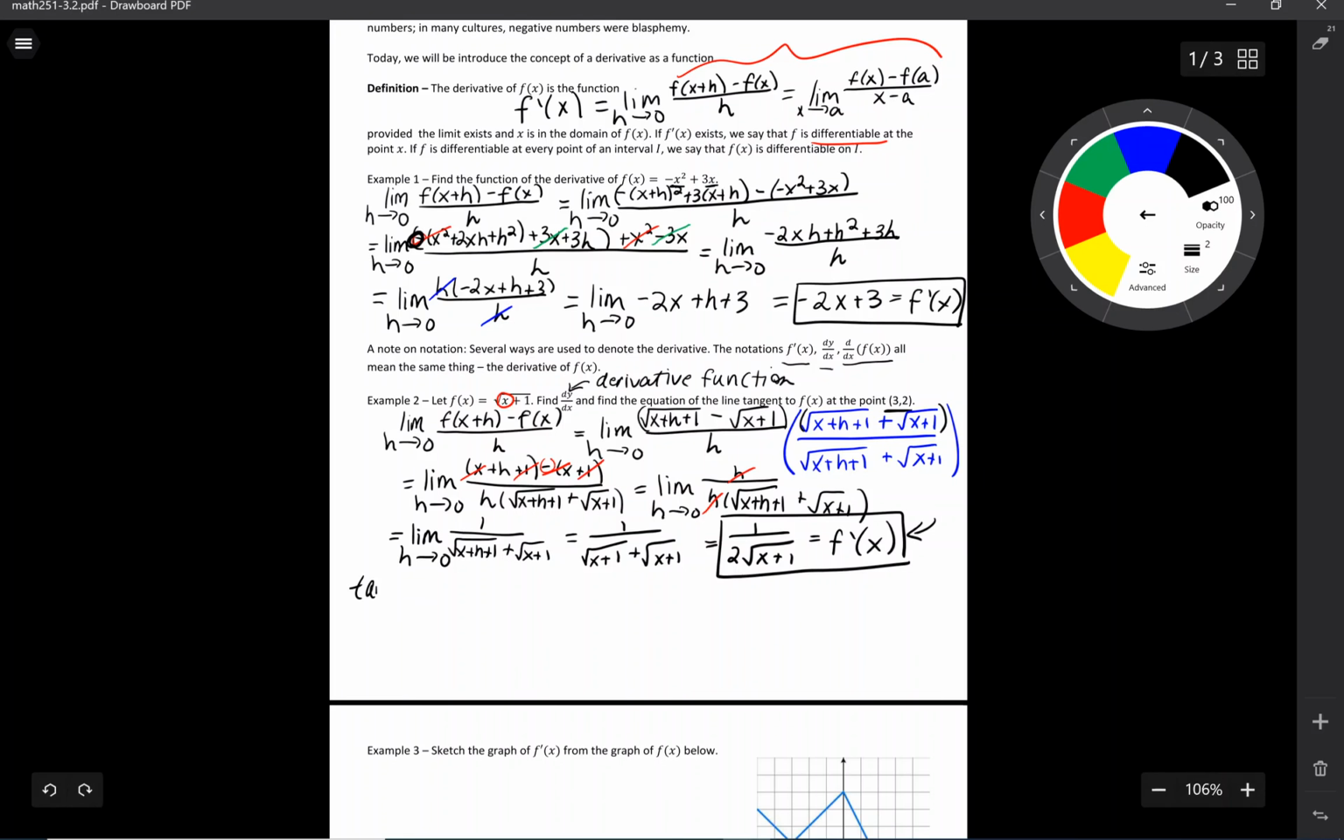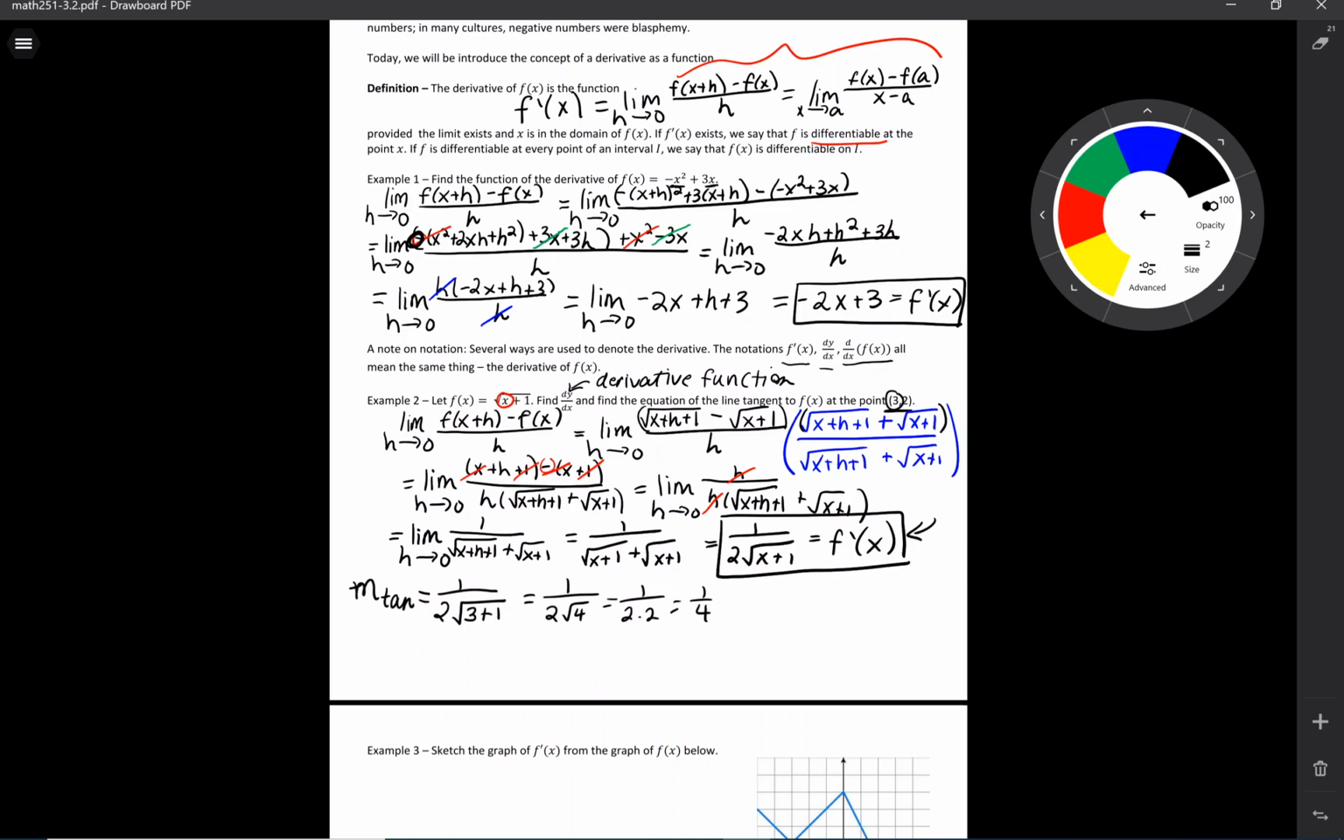So tangent line, let's say m sub tan is equal to, so I plug in our x equals 3 into what I just found for f prime, since f prime of x represents the slope of our function. So I say 1 over 2 square root of, plug in that x equals 3 plus 1, which is 1 over 2 times the square root of 4, which is 1 over 2 times 2, or 1/4. So that is the slope of our tangent line.